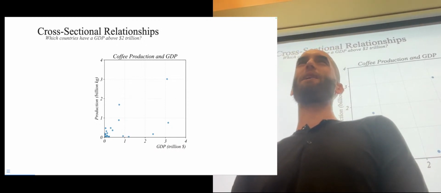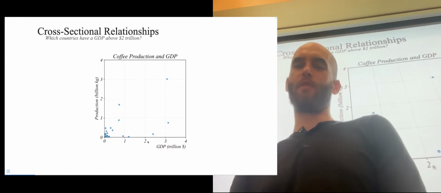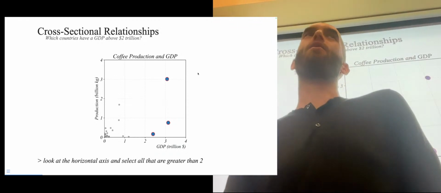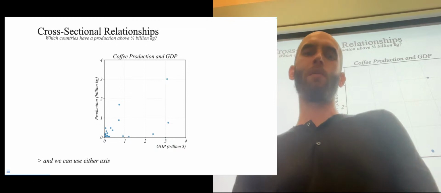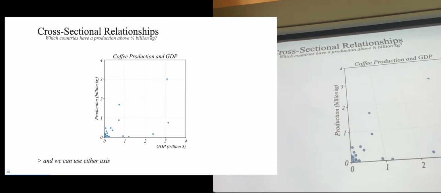Okay, someone tell me a number. Sophia. 3. How do we find it? So on the horizontal, how many are to the right of 2? And it's this one, and this one. Okay. So we've identified the countries with the GDP above 2 trillion. What about this one? So we can use this kind of comparison both on the horizontal and the vertical.